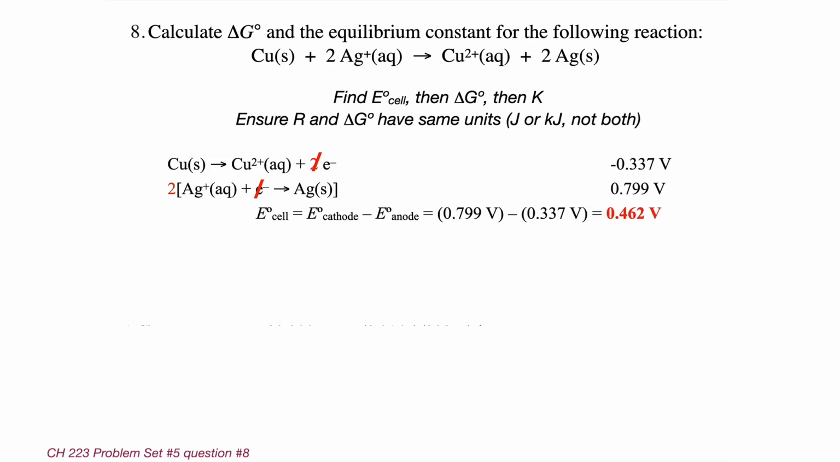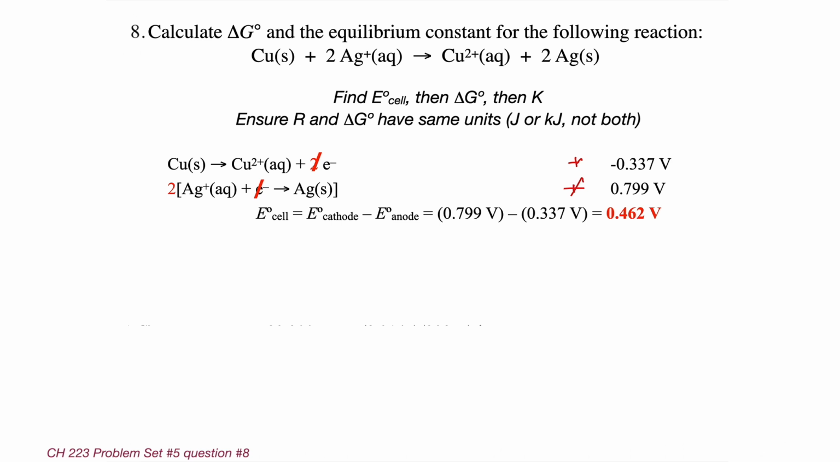First part, just like we've done before, we're going to find the 2 balanced half reactions. Copper going to copper 2 plus and 2 electrons is an oxidation, so you won't see that in the table, but you will see copper 2 plus and 2 electrons going to copper, which is positive 0.337. However, I've flipped it, so that's why it has a negative sign right there. We need to multiply the second reaction by 2 to make the electrons cancel. Silver plus going to silver is in the table. It's positive 0.779 volts. So when you either add these two together or do cathode minus anode, you get 0.462 volts.